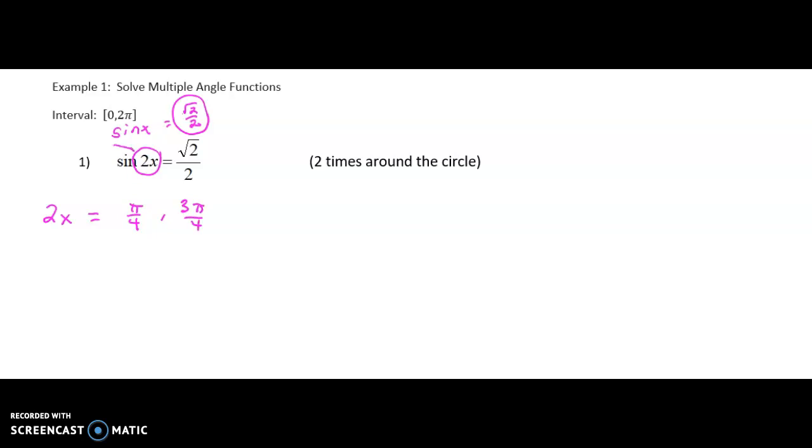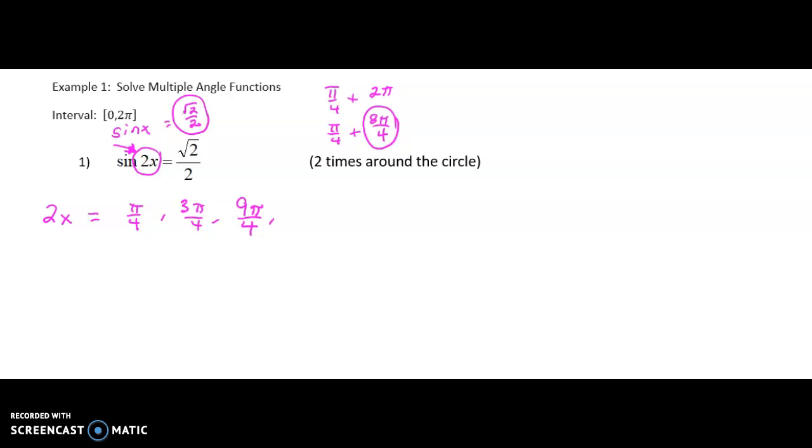Okay, the 2 means we're going to go around the circle 2 times. So I'm going to have to add 2 pi to pi over 4. To add 2 pi to pi over 4, I'm going to need a common denominator of 4. So that would be pi over 4 plus 8 pi over 4. 8 pi over 4 is the same as 2 pi, so we're going to add 2 pi. That would give me 9 pi over 4, which is still a 45-degree angle. It's just the second time around.